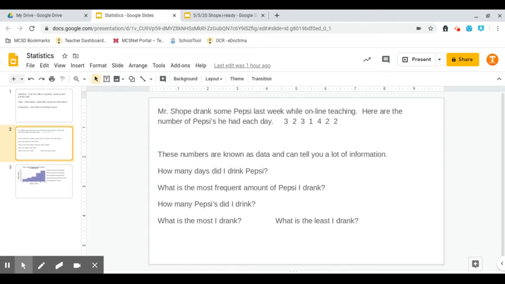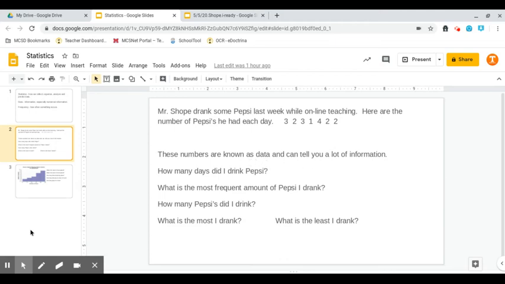Okay, I drank some Pepsi last week while doing my online teaching. Here are the number of Pepsis that I had each day. 3, 2, 3, 1, 4, 2, and 2. And these numbers are known as data. So this is the data of the number of Pepsis I drank. It's made up information. I didn't really have that. I might have, but 1 seems a little bit low. 4 seems a little bit high, but maybe. These are numbers that are known as data, and you can tell a lot from this information.